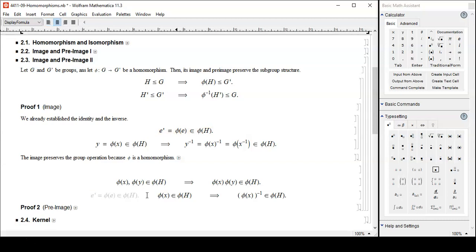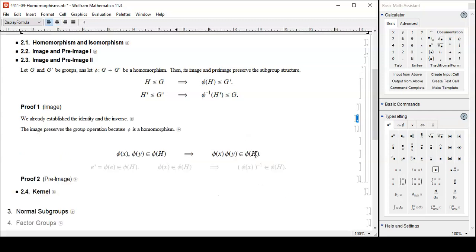And as for the inverse, phi of X inverse is actually phi of X, inverse, and H is a subgroup, so it has inverses. So this belongs to capital H, so there you go. We already proved that phi preserves the identity and inverse, and this and that are immediate consequences of those. So 2 down, 1 more to go.